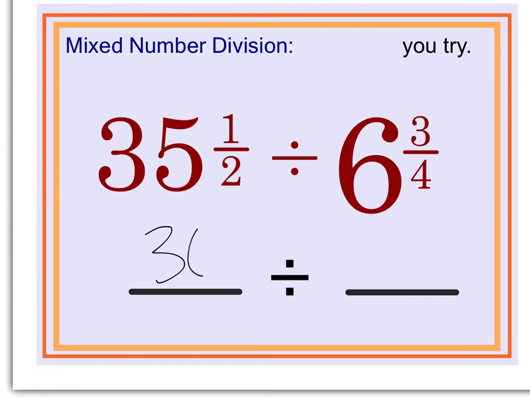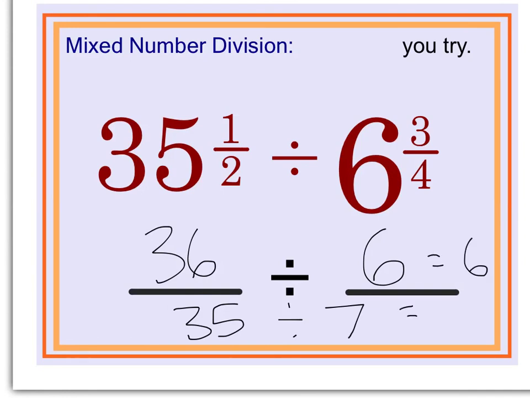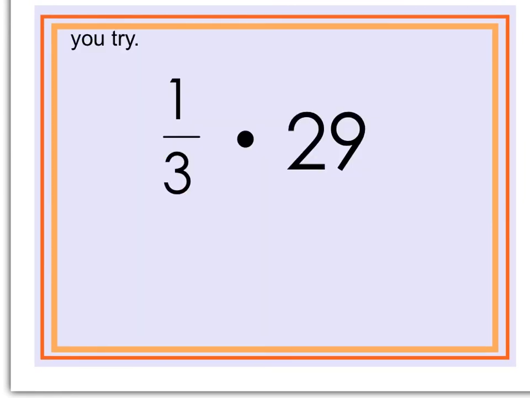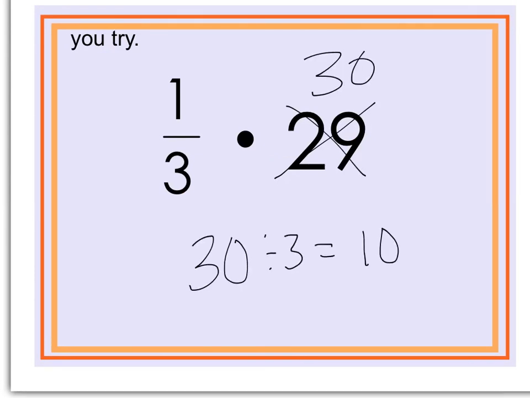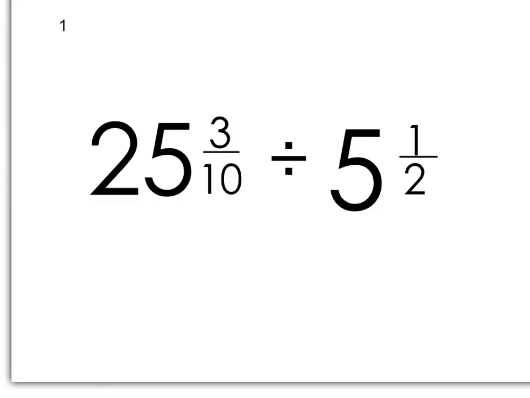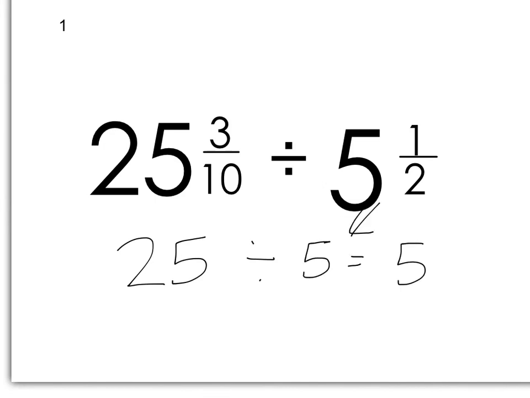Okay, did you get 36 divided by 6 or 35 divided by 7? So I would say answers may vary on this one depending on how you rounded that one. Try this one. Did you change this to a 30 and say 30 divided by 3 equals 10? That's what you should do. Here's one more to try. Okay, did you leave this as 25? Then decide, you know what, this is right in the halfway point. Let's leave that as a 5 and get 5 as your answer.